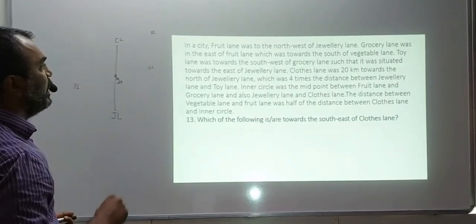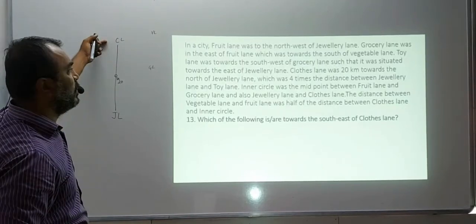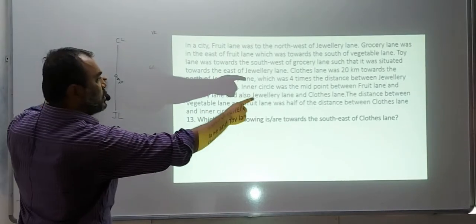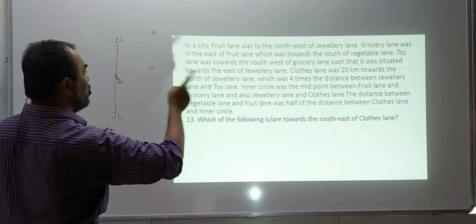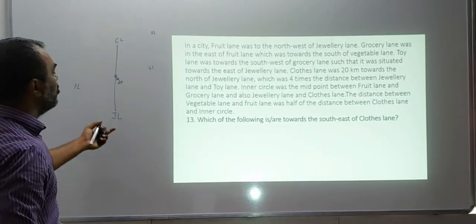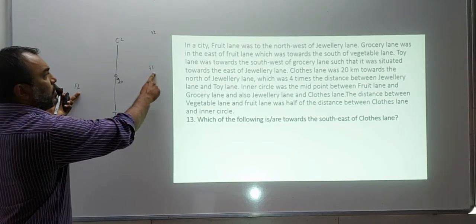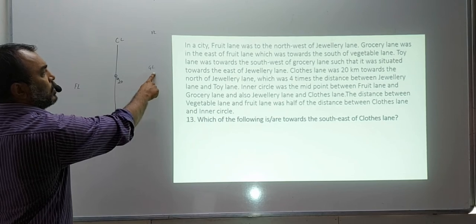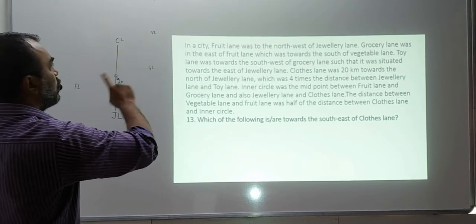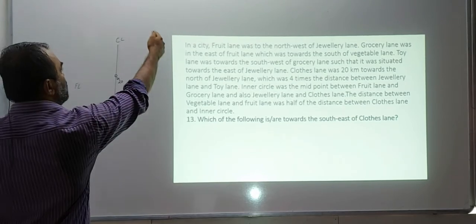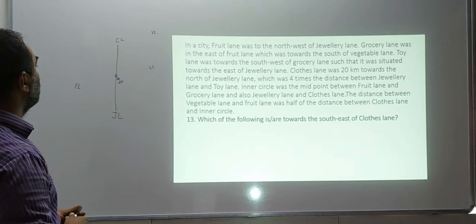I am trying to put the data in place. Clothes Lane is 20 km north of Jewelry Lane. Inner circle is the midpoint between Jewelry Lane and Clothes Lane. It is also the midpoint between Fruit Lane and Grocery Lane. Now Fruit Lane lies to the northwest, so inner circle is the midpoint of Fruit Lane and Grocery Lane. Grocery Lane was to the east of Fruit Lane, which is to the south of Vegetable Lane. Toy Lane was toward the southwest of Grocery Lane.